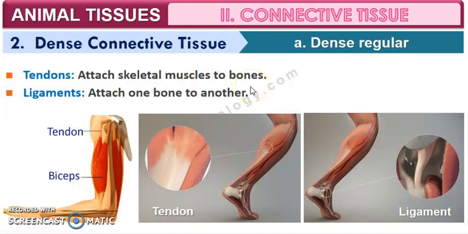On the bones, we are able to find the soft substance which is called muscle, right? So those skeletal muscles are attached to the bones with the help of the tendons, the connective tissue, right? Ligaments attach one bone to another. Clear? This is about dense regular connective tissue.